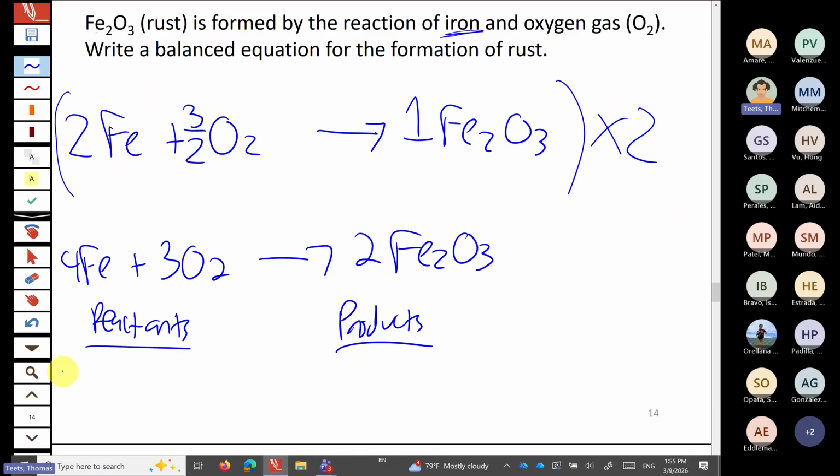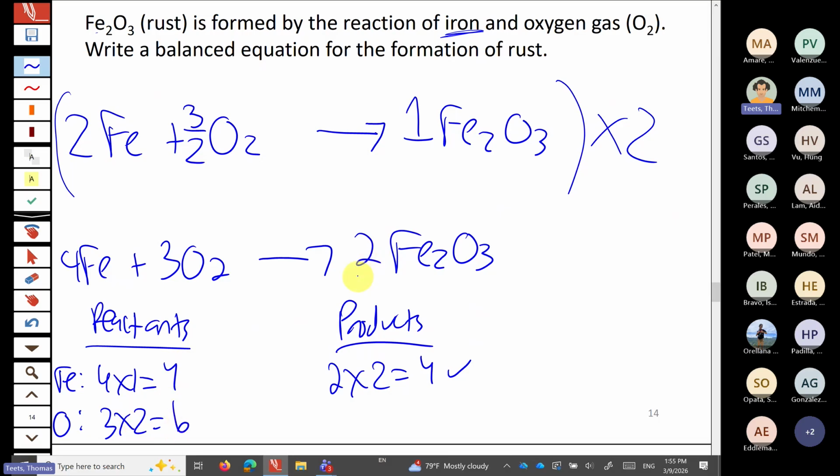So on the reactant side for iron, we have 4Fe. 4 times 1 is 4 total iron atoms. On the product side, we have 2 Fe2O3. Each one has 2 in the formula, so also 4 there. And then for oxygen on the left, we have 3 O2s that have a total of 6. And on the product side, we have 2 Fe2O3s. There's 3 oxygens in that formula, also 6. So again, good to check yourself at the end to make sure.